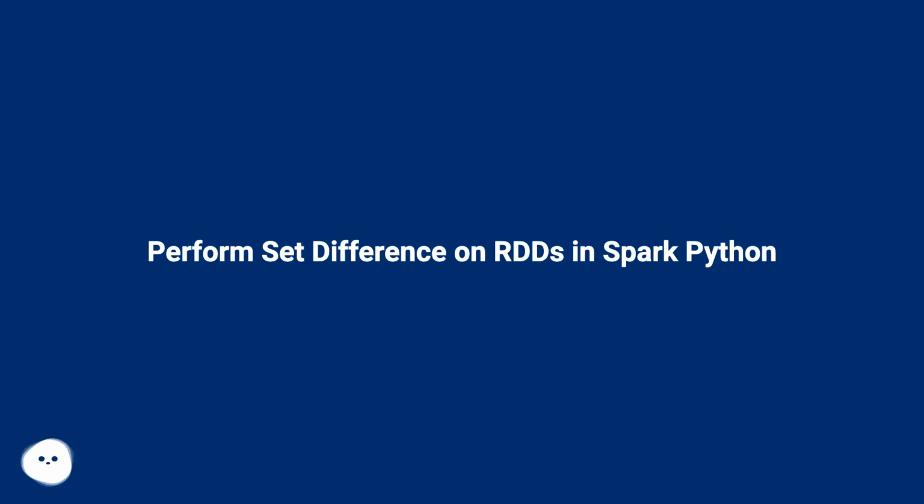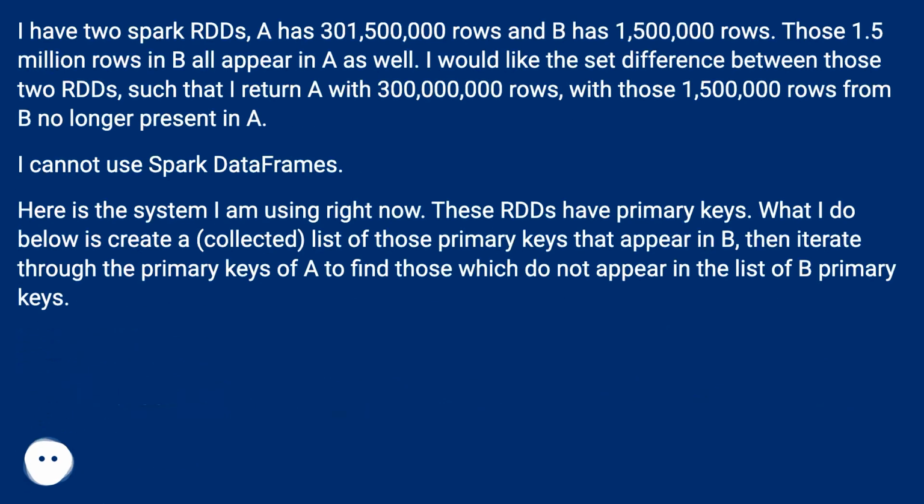Perform set difference on RDDs in Spark Python. I have two Spark RDDs. A has 301,500,000 rows, and B has 1,500,000 rows. Those 1.5 million rows in B all appear in A as well. I would like the set difference between those two RDDs, such that I return A with 300 million rows, with those 1,500,000 rows from B no longer present in A.